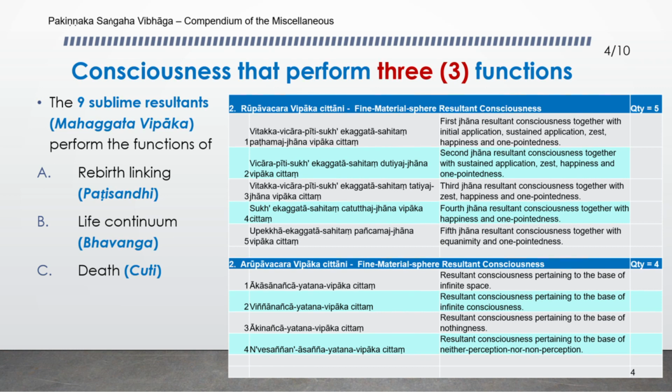And then next, this one, the consciousness that perform 3 functions. There are 9 sublime resultant. That means Mahaggata Vipaka perform the function. These are the better one. 9 sublime resultant. They will do the rebirth linking, life continuum, and death. Okay? These are the Mahaggata Vipaka.